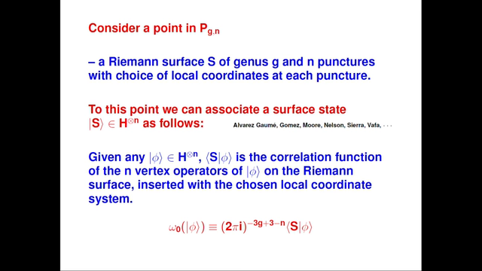So now I will have to introduce some more notations. Let us consider a point in PGN. What do you mean by a point in PGN? A point in PGN corresponds to a Riemann surface S of genus g and n punctures. But given this point in PGN, you also have a specific choice of local coordinates at each puncture, because a point in PGN means that you have fixed the location on the base as well as on the fiber.